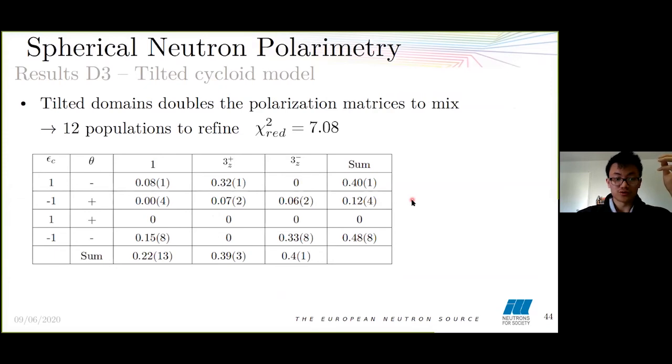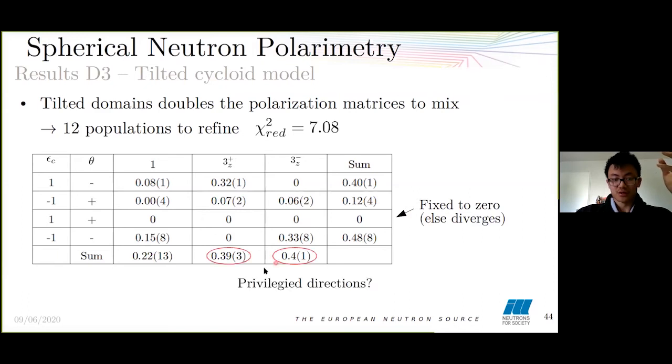So the results are shown in this table. And there is one problem we had: we had to fix the population of the states to 0 because the fit was diverging. And if you look at the directions of this population, so this is the sum of the population along the different directions, you can see that maybe these 2 directions are privileged with respect to the first one.